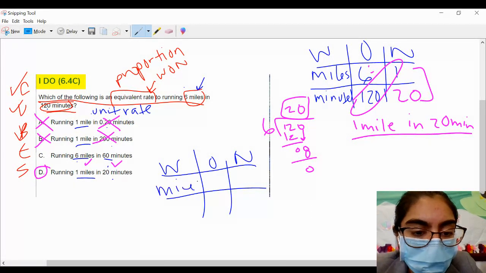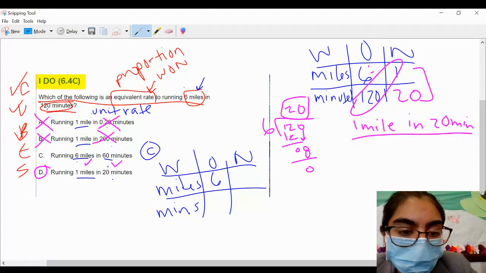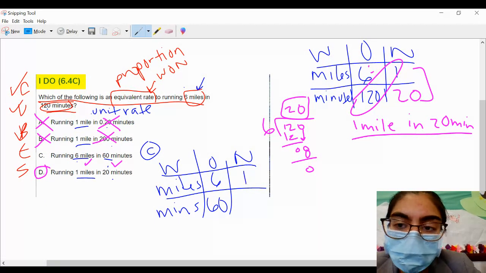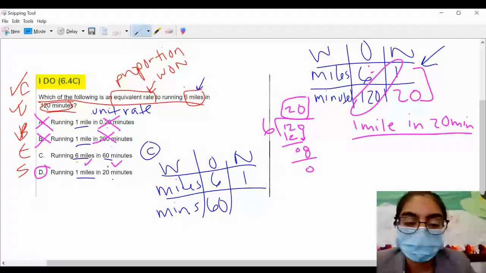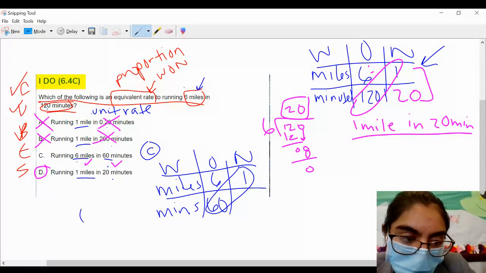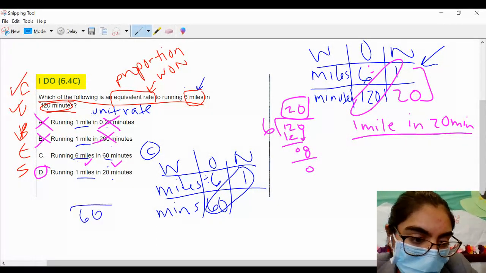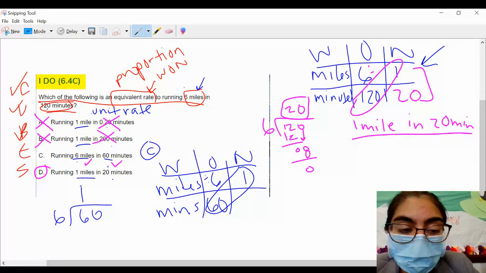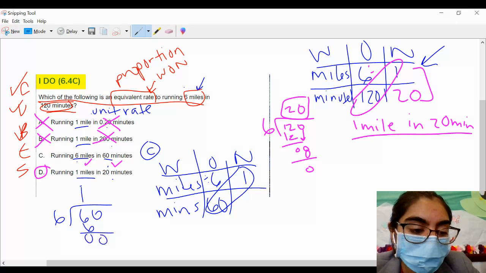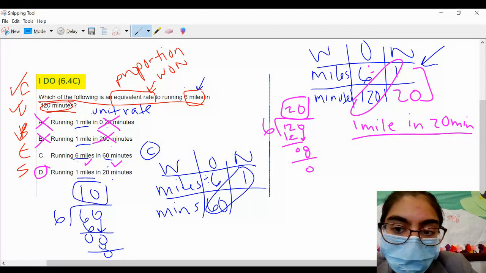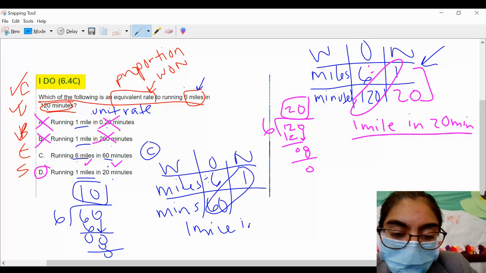So I've got miles, I've got minutes. I'm going to write answer choice C right here so I don't get my work mixed up. All right. Okay, so I know that basically I'm looking for the minutes for 1 mile, just like I was doing here, so I can compare. All right, let's see what we get for this when we cross multiply and divide. 60 times 1, of course, is going to be 60. And you're going to divide that by 6. Oh, that's pretty easy. 6 goes into 6 one time. 6 times 6 is 6, and you get 0. 6 goes into 0 0 times, and you get 10. So the answer for C would actually be 1 mile in 10 minutes.